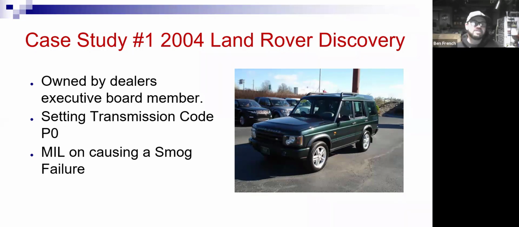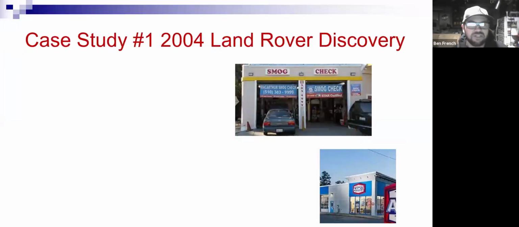What type of code is it setting? It's actually setting a transmission code of all things. It's not setting an engine code. It's setting a transmission code. The fact that it's setting that code and the check engine light or MIL is on, that itself is a smog check failure. Well, the car actually ran pretty good.